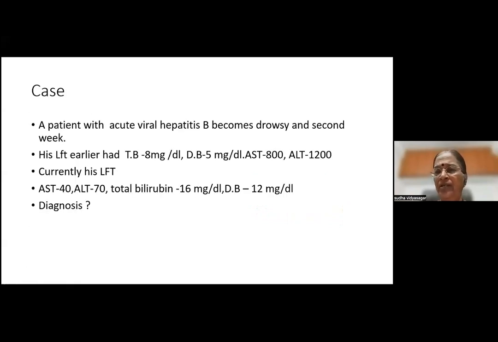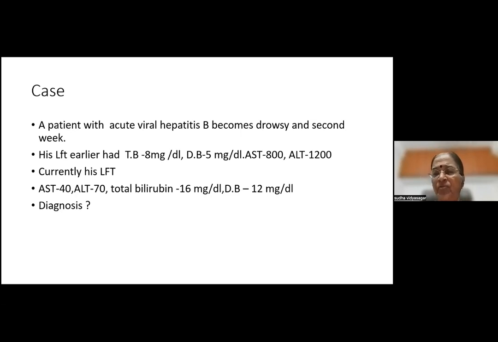Okay, now look at this one. A patient with acute viral hepatitis becomes drowsy during second week. LFT is 800, 1200. That was his earlier LFT. Now his LFT is 40, 70. Bilirubin has gone up. What's happened now?